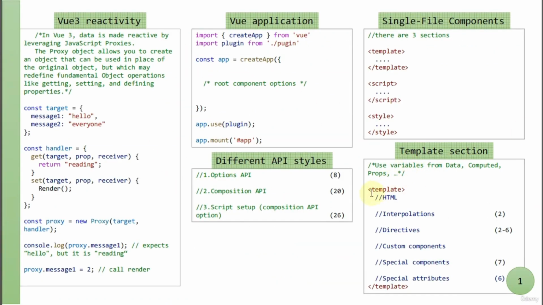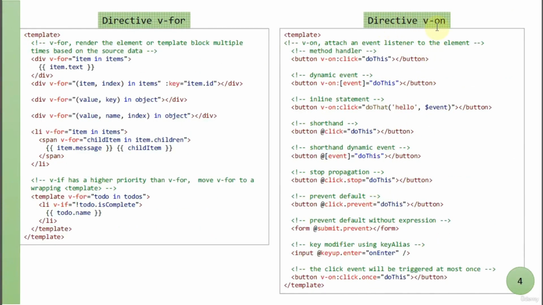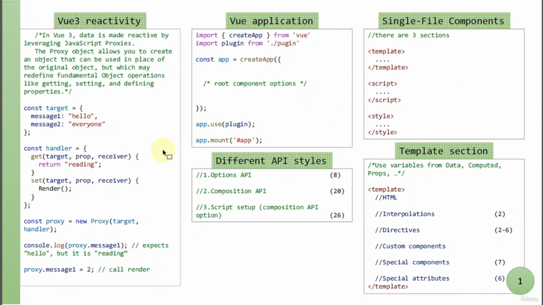In conclusion, the template section can contain directives. And one of the most important directives is v-on directive. It attaches an event listener to the element. So, in the previous lessons, I described to you the reactivity, interpolations, and directives. There are very important features of Vue.